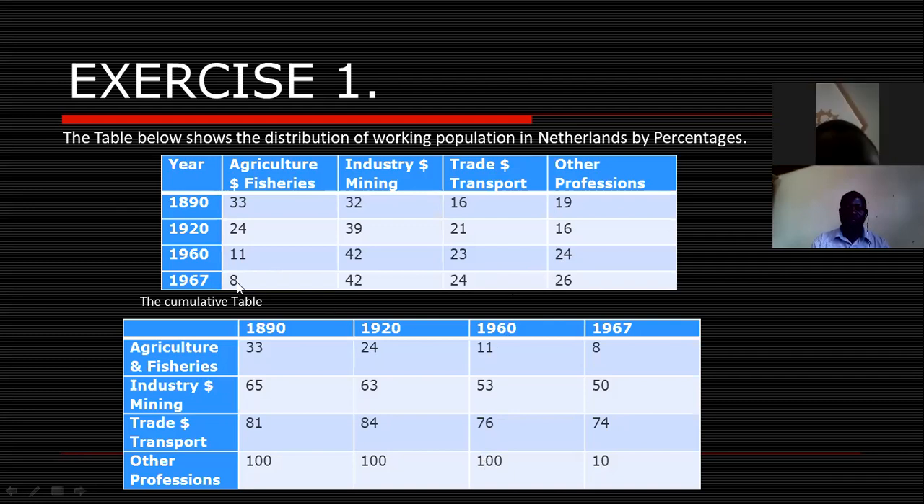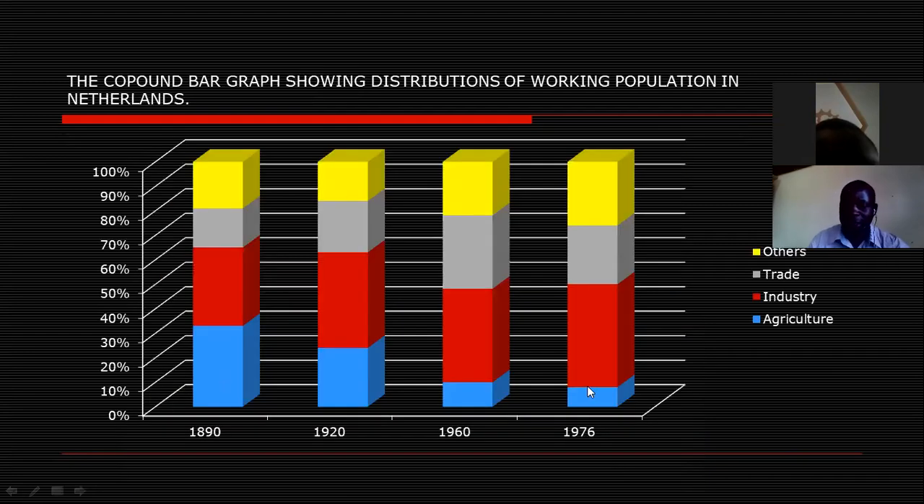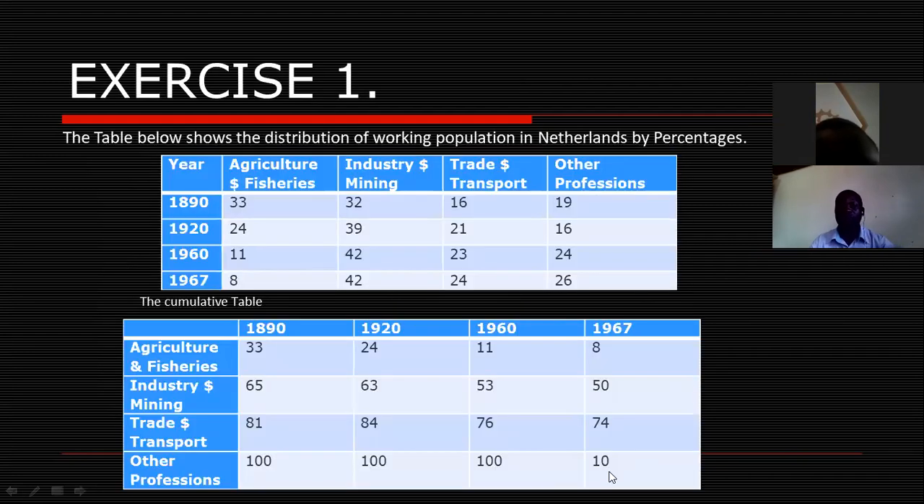Then our last one is 1967, which is 8. When we get 8 plus 42, we shall have 50. 50 plus 24, we shall have 74. 74 plus 26, we shall have 100. Sorry, there is something that is here. It's supposed to be 100, not 10. So what we are referring to as a cumulative table, it is this one here.